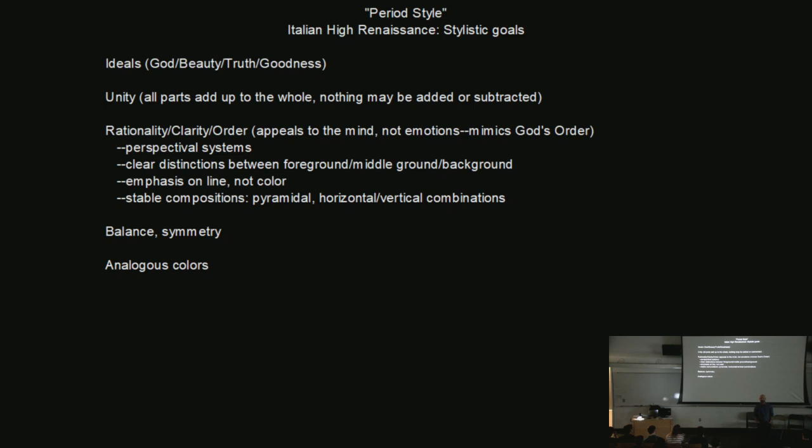The big ones are these, though. Rationality, clarity, and order. Renaissance works of art don't look like our world because they submit this world to these ideals, to unity, and to rationality, clarity, and order, which are all very similar terms. Rationality means that it appeals to the mind, not to the senses. It's not meant to appeal necessarily to vision or to taste or to touch or things that are fallible, things that are subject to subjectivism. The rational mind in the Renaissance is the highest faculty of human beings. It's the thing that makes us closest to God. It's the thing that's going to allow us to perfect ourselves.